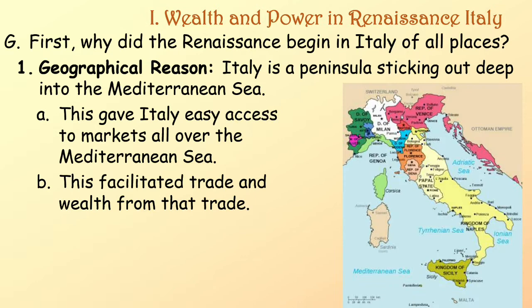First question, why did the Renaissance begin in Italy, of all places? Well, number one, you had a geographical reason. You can see the map right here. Italy is a peninsula sticking out deep into the Mediterranean Sea, and this gave Italy easy access to markets all over the Mediterranean. And this facilitated trade and wealth from that trade.